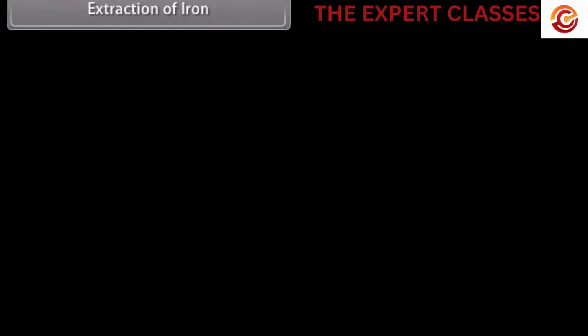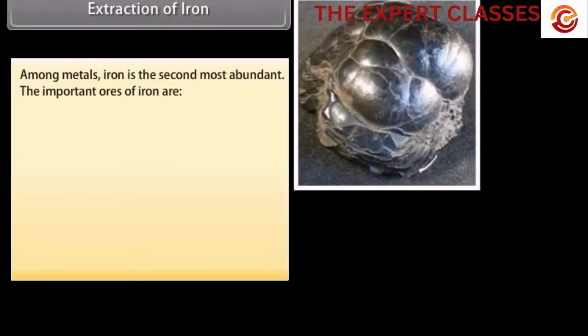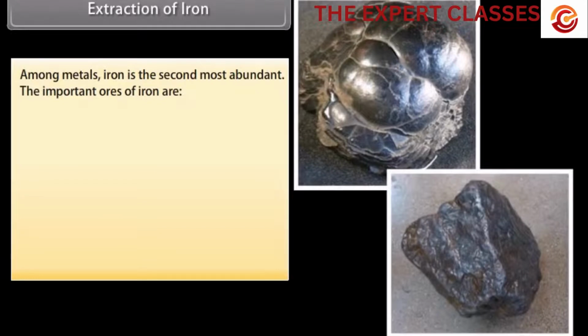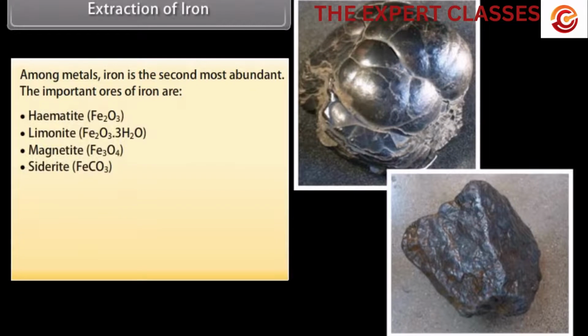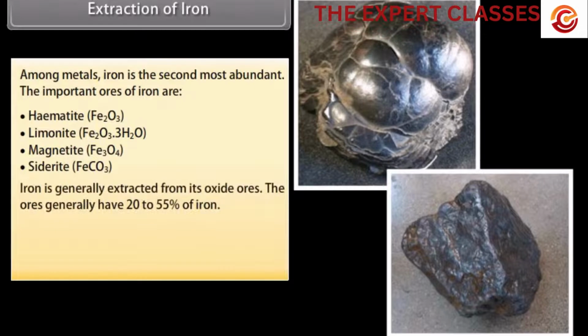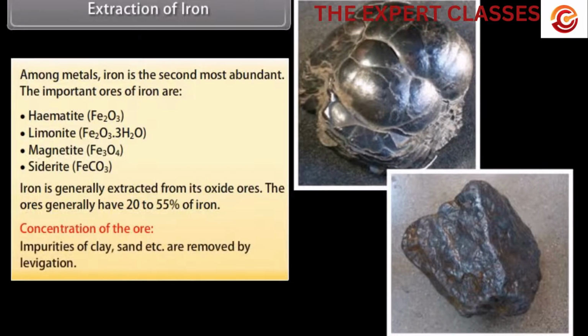Extraction of iron. Among metals, iron is the second most abundant. The important ores of iron are hematite or red iron ore, limonite or brown ore of iron, magnetite and siderite. Iron is generally extracted from its oxide ores. The ores generally have 20 to 55% of iron. Concentration of the ore: impurities of clay, sand, etc. are removed by levigation.